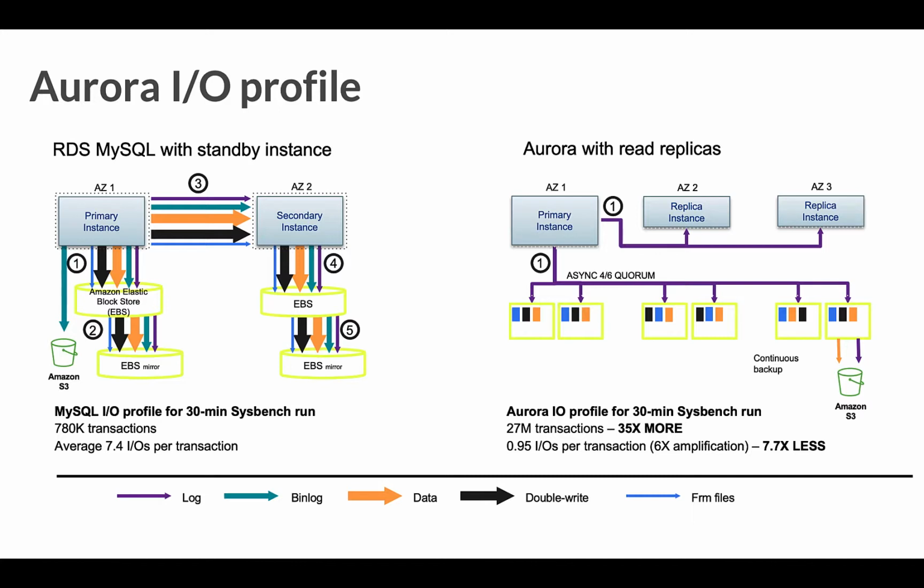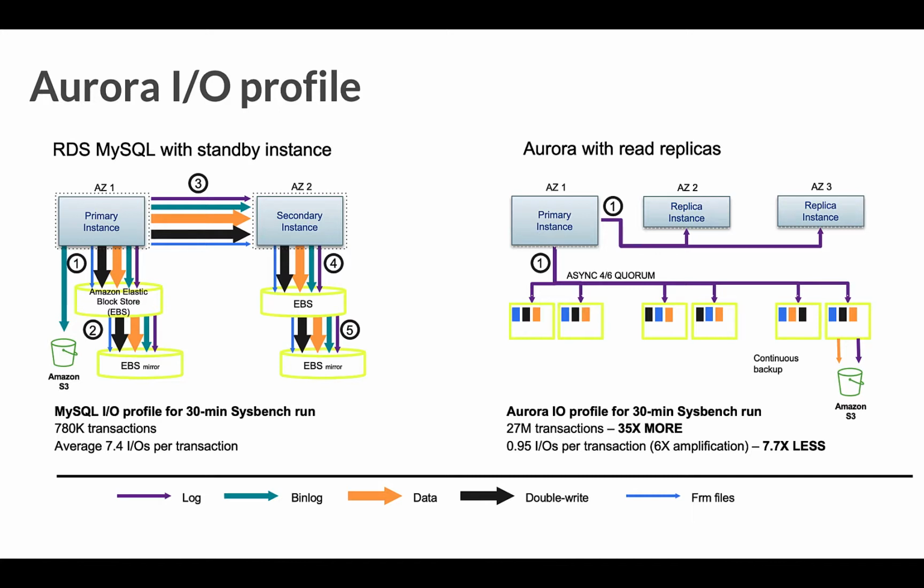If you look at those arrows, we are writing log records and then binary log files for the replication, and then actual data pages, and then secondary indexes or double write buffers, and any dictionary objects, FRM files we are writing. There are quite a lot of writes happening on the traditional MySQL systems. There was a simple benchmark run here for 30 minutes, and the MySQL machine managed to push through 780,000 transactions, so an average of a little bit more than 7 IOs per transaction.